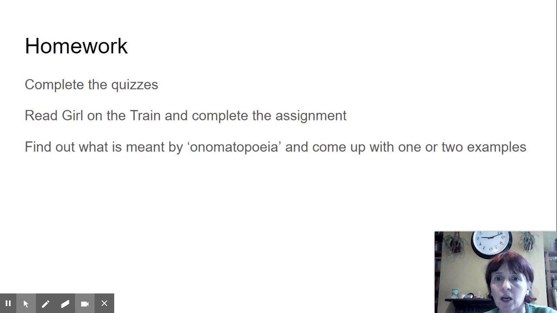For homework, complete the quizzes. I don't think we've got any quizzes. Ignore that. Instead, read Girl on the Train, which is a new piece of writing. It's in your handbook. And we have an assignment on classwork, and also find out what is meant by onomatopoeia and come up with 1 or 2 examples. Onomatopoeia is actually a language feature, not a structural feature, just to confuse you.